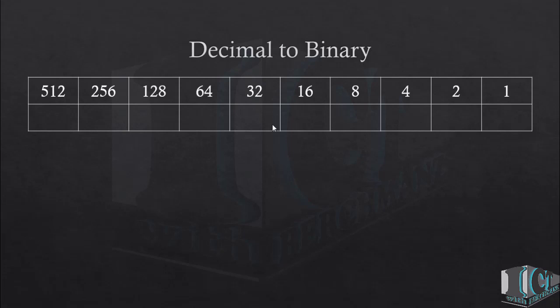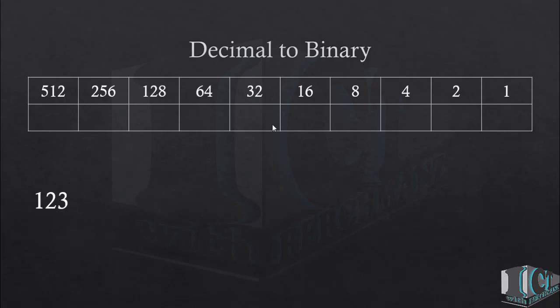So I'm going to take the same 123 and convert it using this number line method. In this method, what you have to do is look for a number in this number line from the left to right, which is smaller than the number that you need to convert.